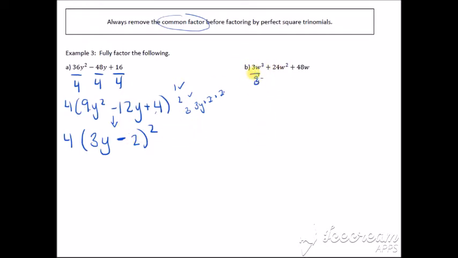Okay, what about this one? We can take out a 3, and when we factor out a 3, we're left with w cubed plus 8w squared plus... oh, we can also take out a w. So let's take out 3w. Okay, so we're left with w squared plus 8w plus 48 divided by 3, 16.